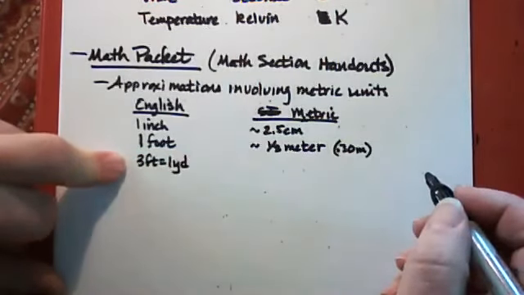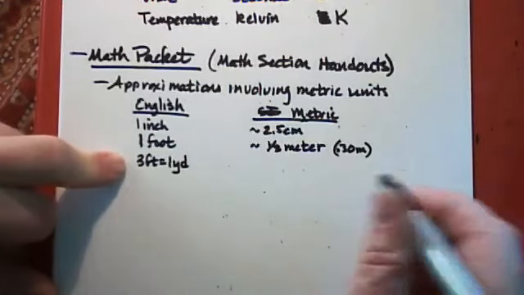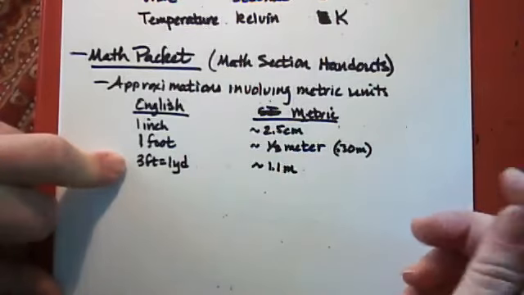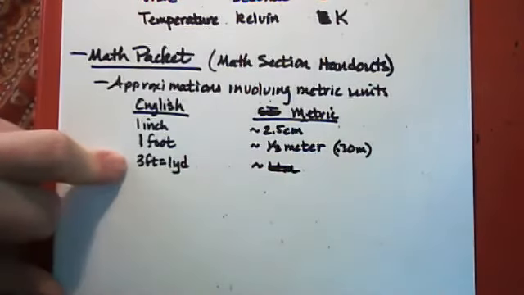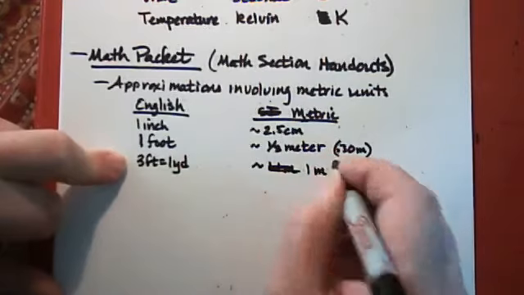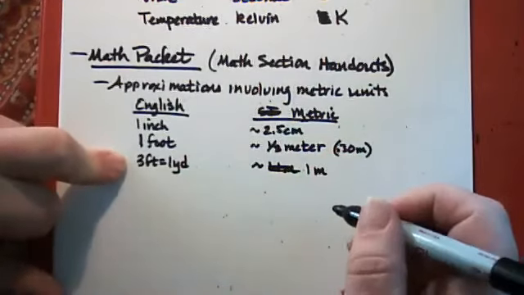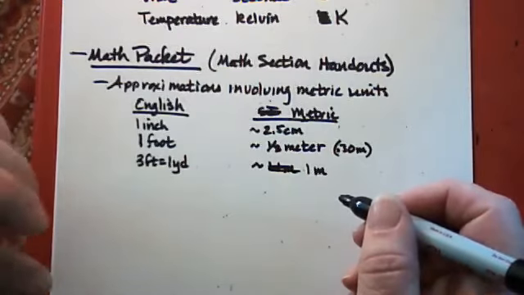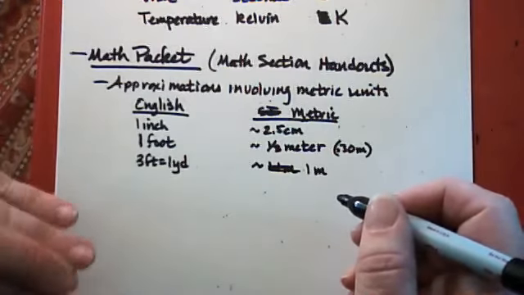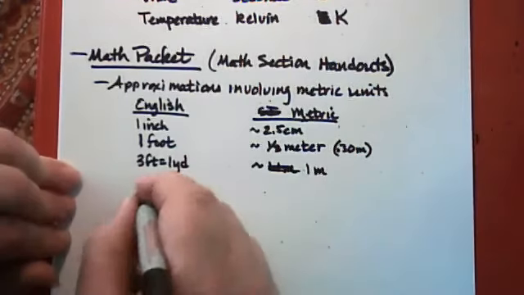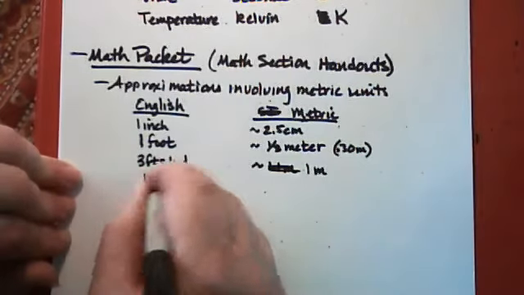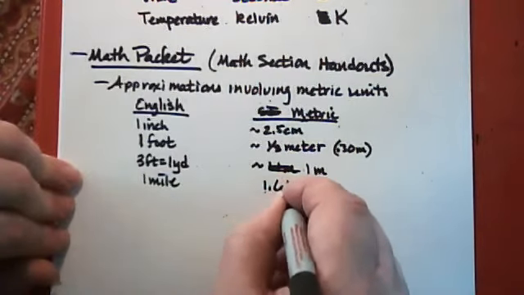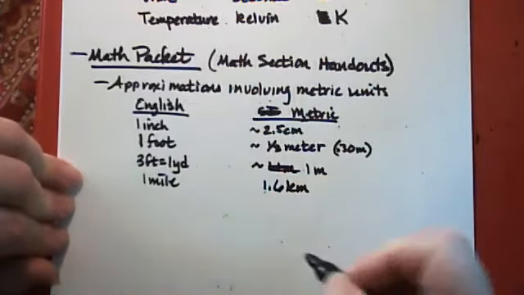One yard, which is also 3 feet, of course, is about, or sorry, not 1.1. It's about 1 meter. If you're approximating, 1 meter is close enough for a yard. A yard is actually a little bit less than a meter. 1 mile is about 1.6 kilometers.